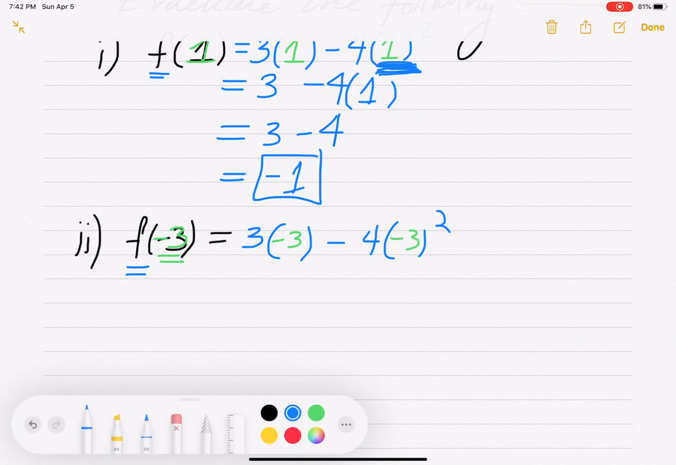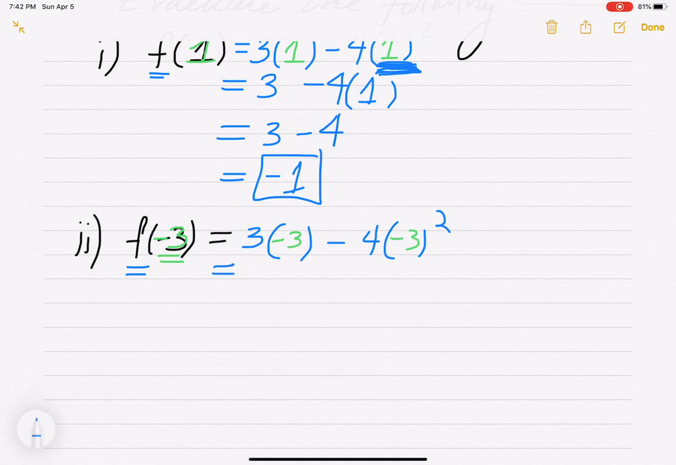So we're going to do 3 times negative 3, which is negative 9, minus 4. So we're going to take negative 3 squared first, right? Do exponents before multiplication. Negative 3 squared is 9. Let's see, we have negative 9 minus 4 times 9. What's 4 times 9? 36, right? And negative 9 minus 36 is, what's that, 45, right? Negative 45.